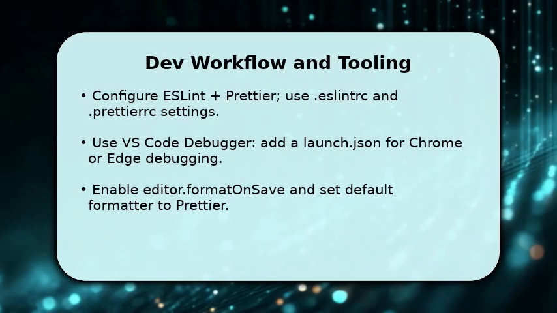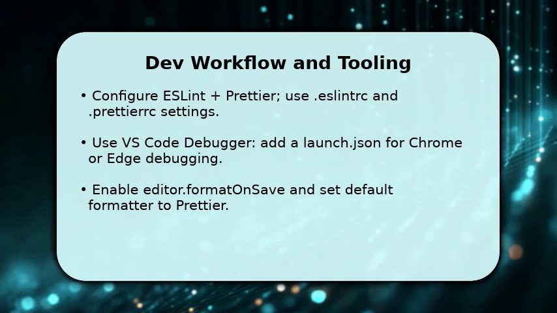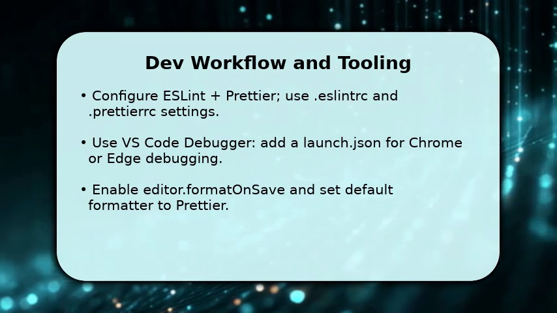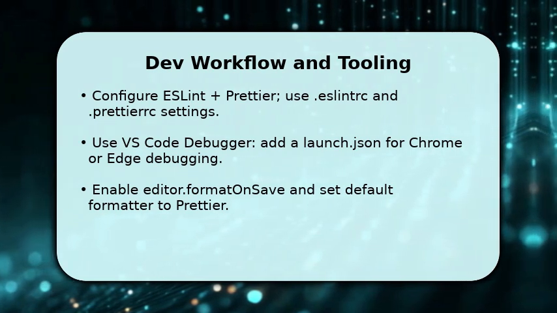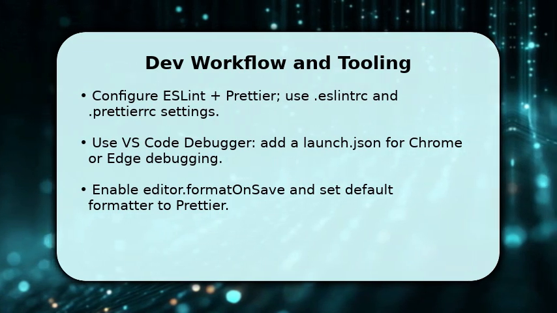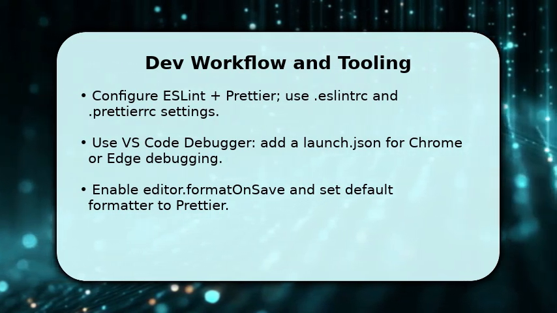Once your app runs, focus on tooling so development stays fast and consistent. You configure ESLint and Prettier rules to avoid style wars. Integrate them in package.json scripts like lint and format, and enable format on save in settings.